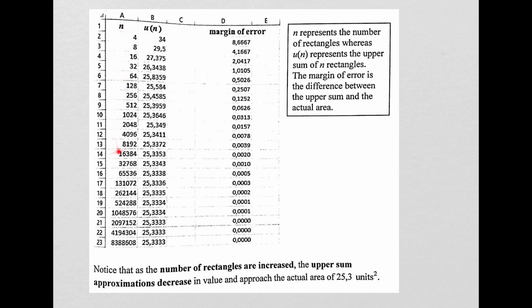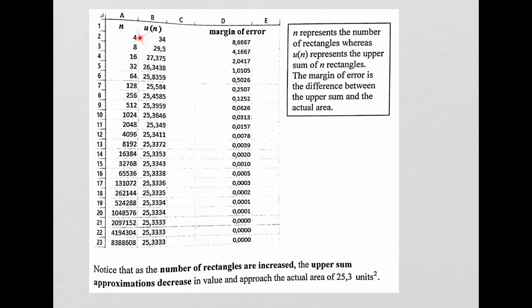In the first column here, we have n. Now, n represents the number of rectangles. And u of n represents the upper sum of n rectangles. All that means is that 34 represents the area of those 4 rectangles combined. But the margin of error is actually quite big. It was 8,6667, or 8,6 recurring. That's how far off we are from the correct, exact answer. And as we just saw, if we used 8 rectangles, so we divided the region from 0 to 4 into 8, we got an area of 29.5.